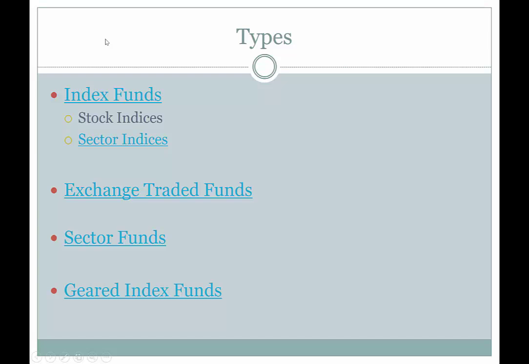Index funds follow either a stock index or a sector index. So this would be, for example, I would follow the Dow Jones Industrial Average. So my objective as a fund is to try to mimic the S&P 500. A sector index could be, I'm trying to mimic the Dow IT, Information Technology Index. So there are a bunch of different indexes that you may not be aware of that measure healthcare and things like that.